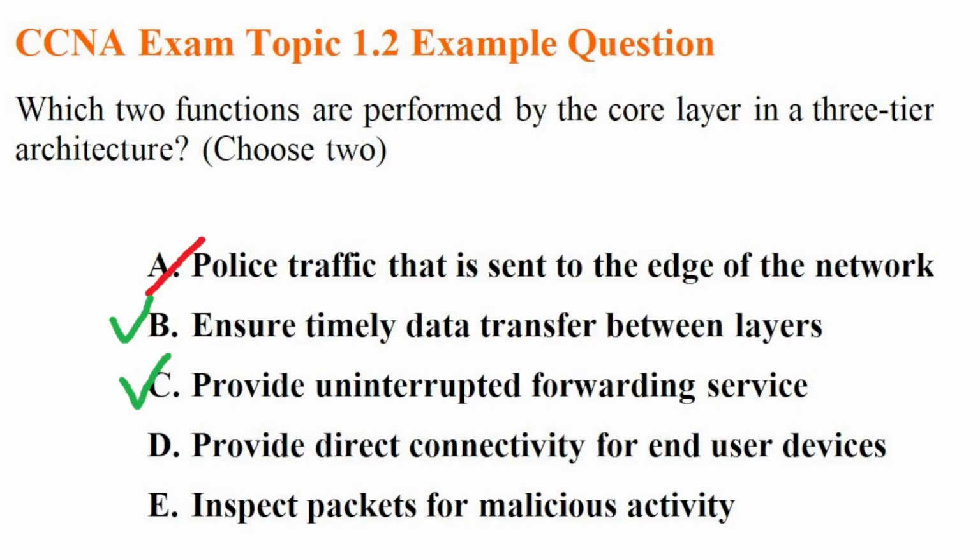D. Provide direct connectivity for end-user devices. No, that's the role of the access layer. And E. Inspect packets for malicious activity. Deep packet inspection or threat detection is typically performed by security appliances or at the distribution layer, not at the core, which avoids processing intensive tasks to maintain high performance. So the correct answers are B and C.